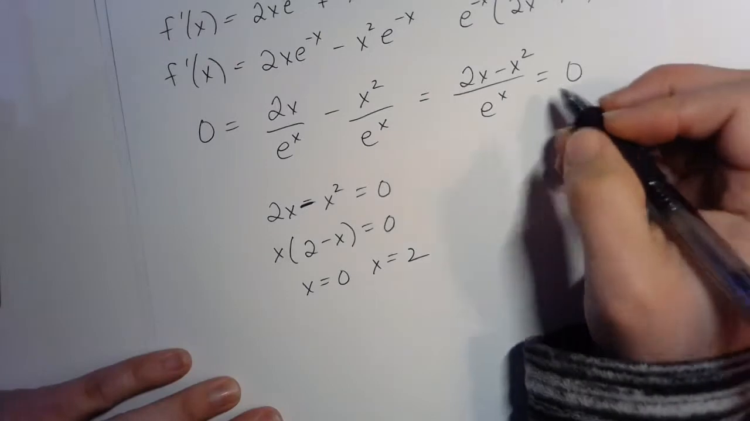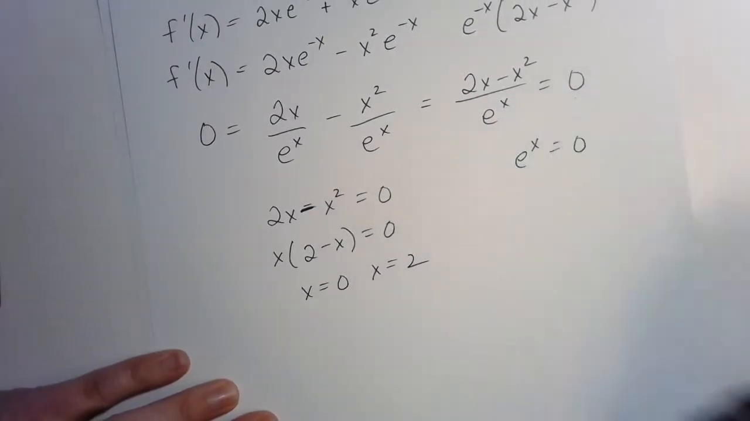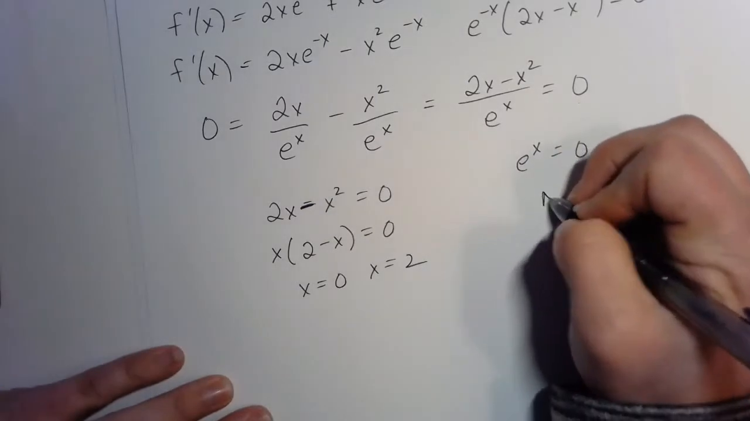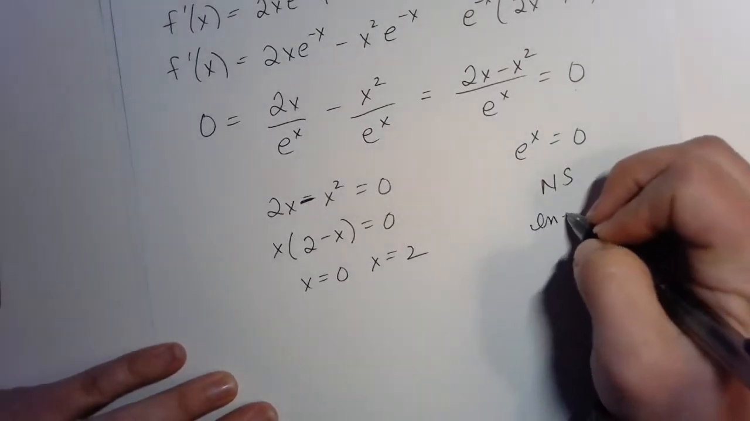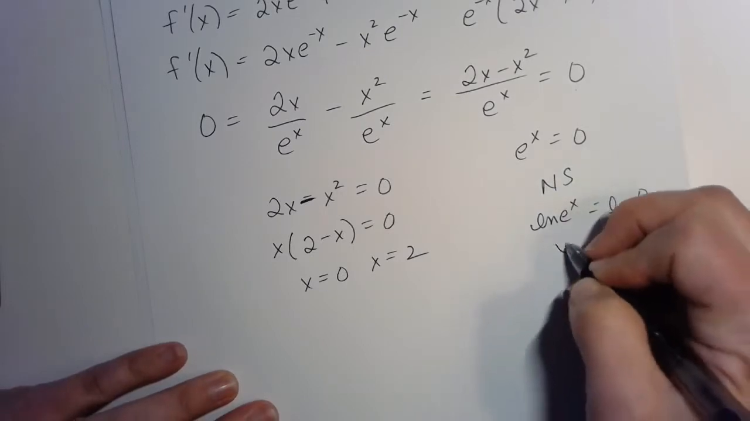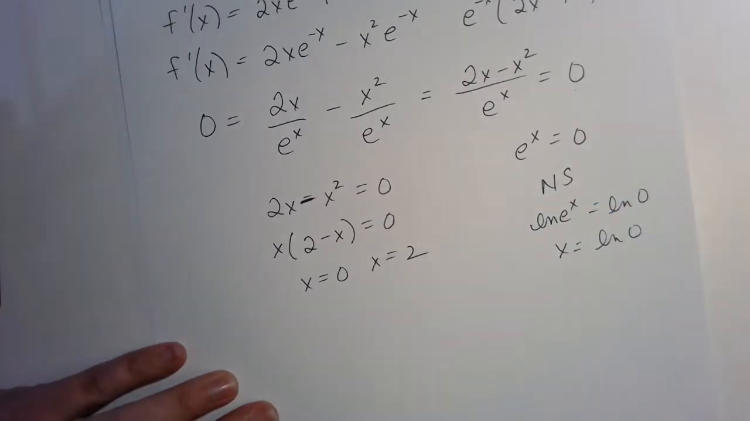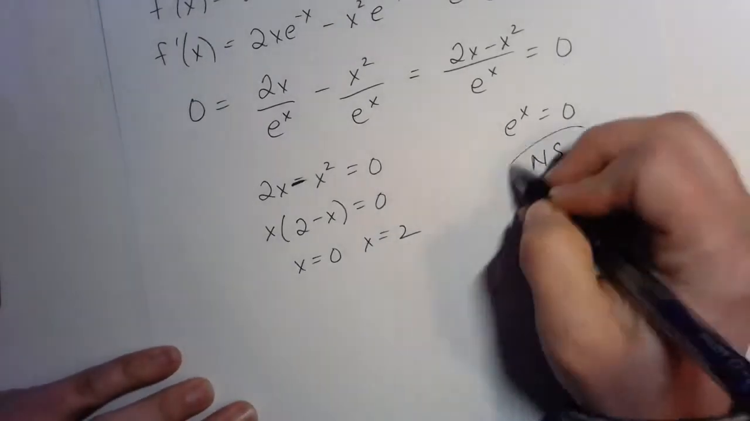Now I also should check out any place where my derivative is undefined. That means I want to find out where e to the x is 0, and there is no solution to that, right? If I try to take the natural log of both sides, I get the natural log of e to the x, and I get the natural log of 0 over here, which means x equals the natural log of 0, which does not exist. Your calculator will tell you so, right? So this has no solution.